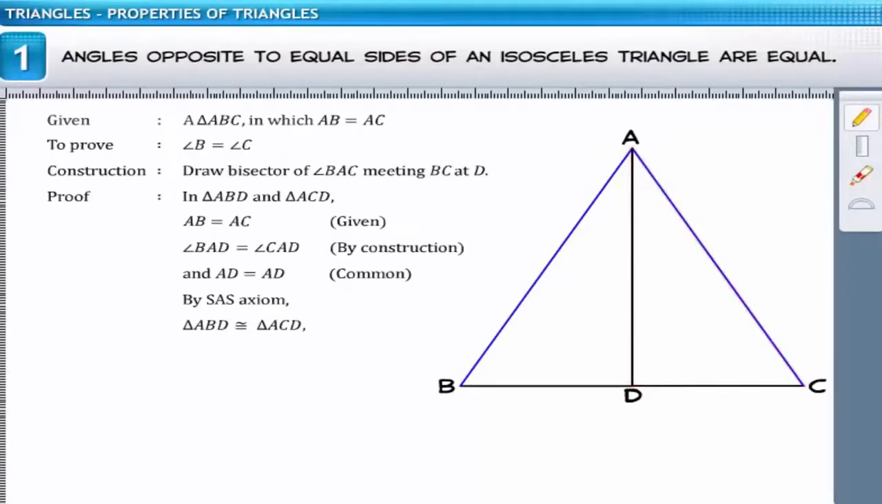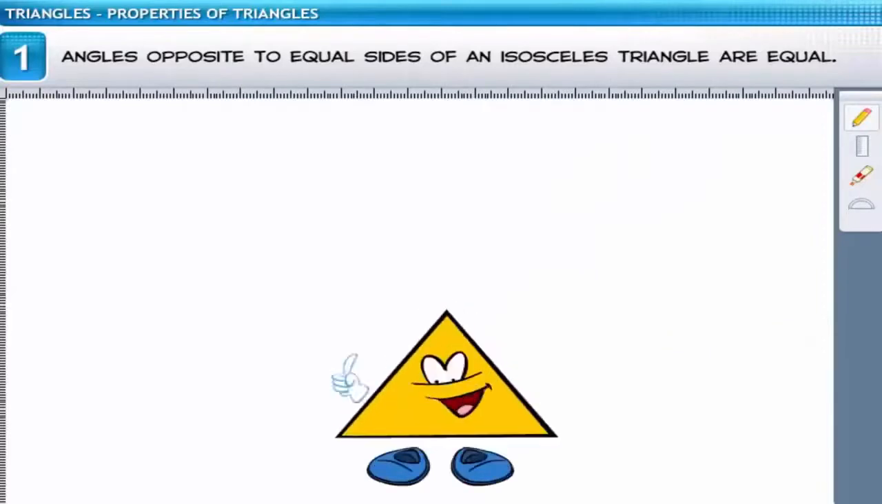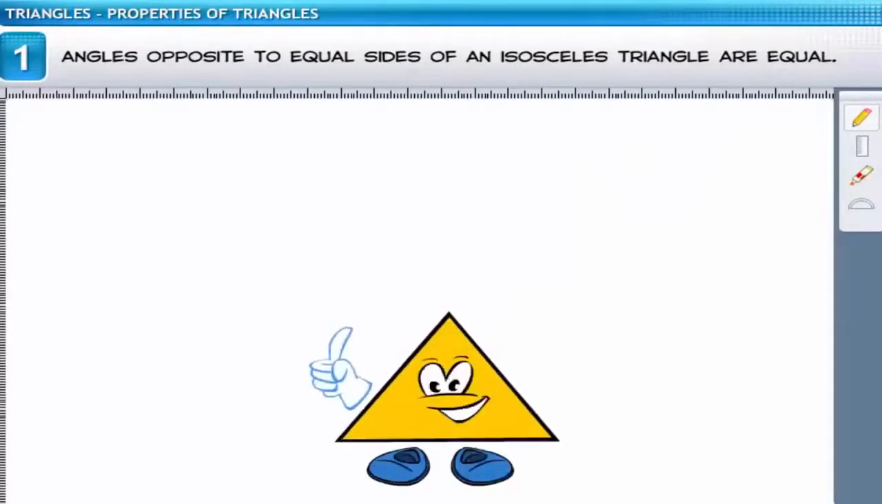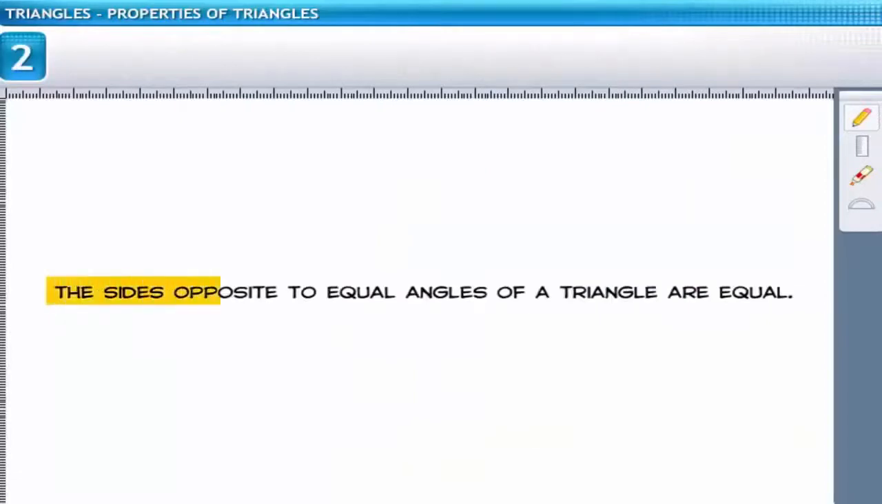And since the corresponding parts of the congruent triangles are equal, therefore, angle B is equal to angle C. This was simple, wasn't it? The converse of the above theorem is also true. Let's try proving it. The sides opposite to equal angles of a triangle are equal.